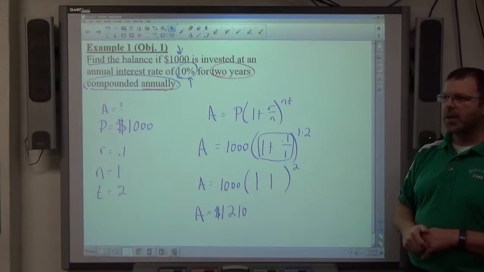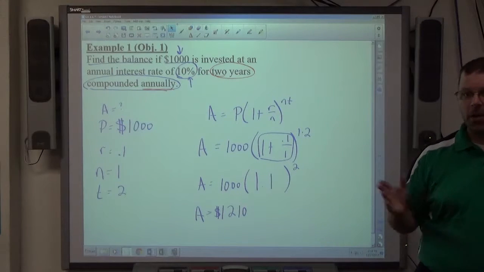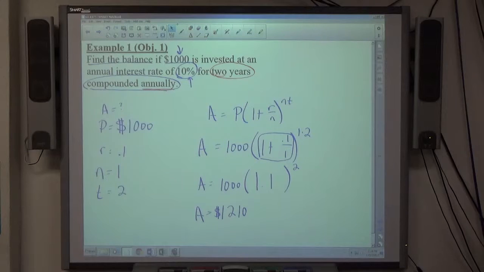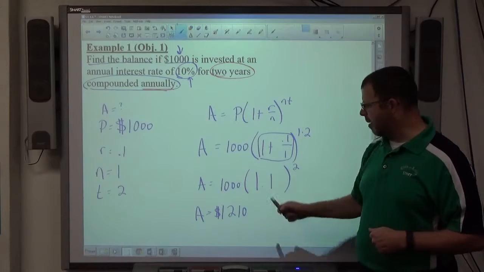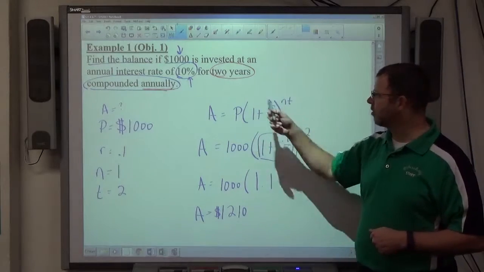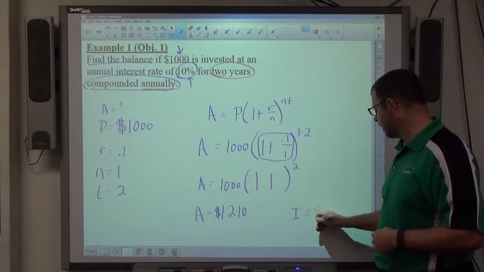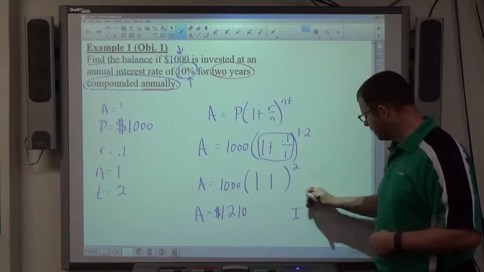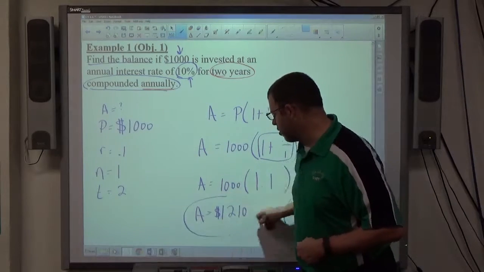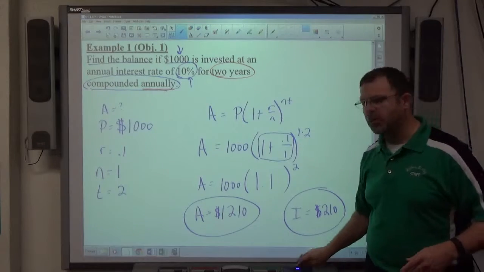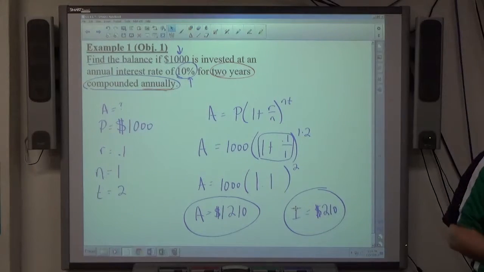The other thing they may ask about a question like this is how much interest was earned on the account. Interest is simply how much more money you had than you started off with. We started with 1,000, we ended up at 1,210, so the amount of interest earned here is $210. They didn't ask that this time, but in the homework I think sometimes they do, sometimes they don't. So just know that typically they ask for the balance, all right? And that's how you handle that.